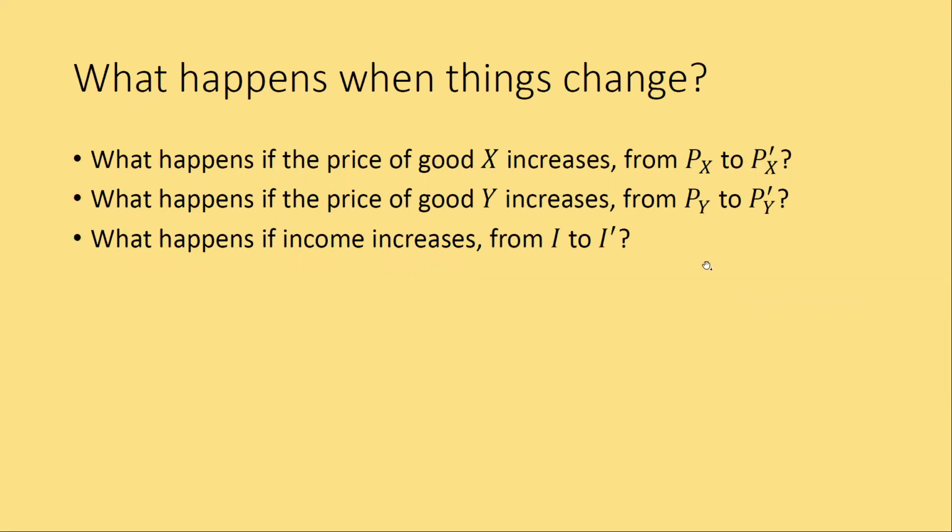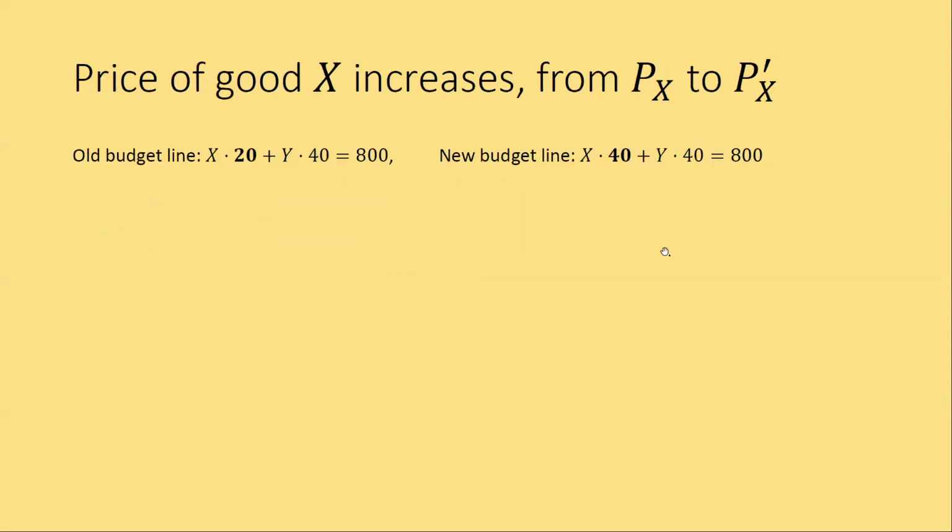So the next question we want to ask is, what will happen if, say, the price of the goods changes or if your income changes? And we are going to do those one by one. So let's first suppose that the price of good X was $20 previously, and it has increased to a new value that is $40. What will happen to the budget line?